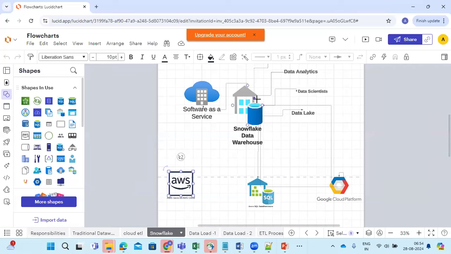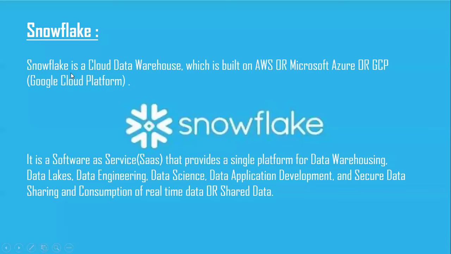Why is Snowflake built on top of these three cloud products? First of all, Snowflake is a cloud data warehouse, which is built on top of AWS, GCP, and Azure. Snowflake can also be called software as a service. Now, can anyone tell me the answer: why has Snowflake been built on top of these three cloud products?